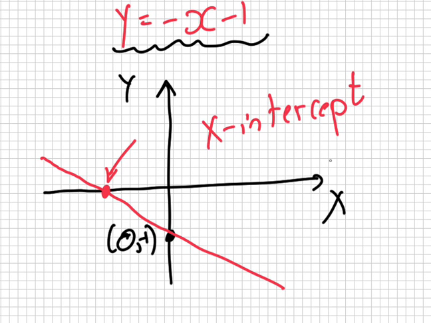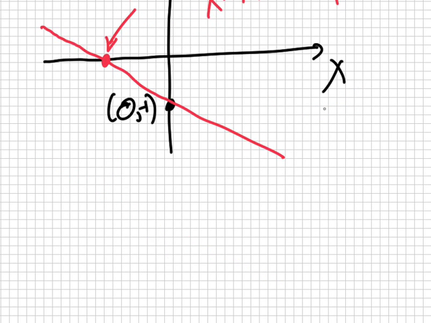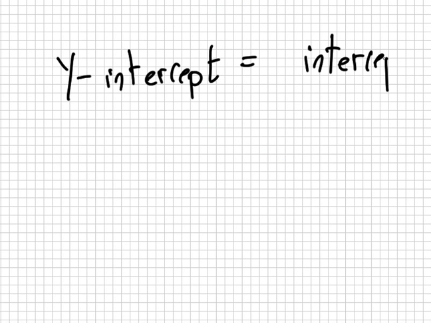I need to give you a bit more vocabulary. Just before I go on to the last thing in this worksheet, a little bit of vocabulary. The y-intercept is sometimes just called the intercept. So if I ever say intercept, I mean the y-intercept.